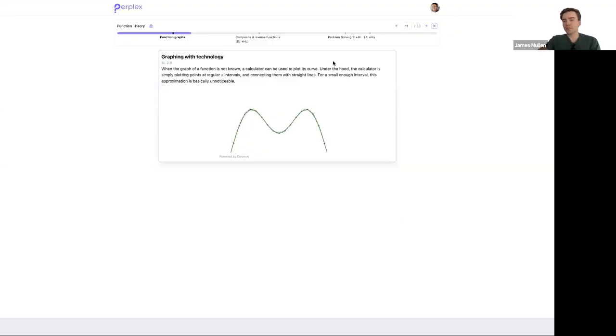So graphing with technology. Your calculator can basically graph any function. And what it's doing under the hood is it's essentially graphing individual points that are very close together and connecting them with straight lines. And that's what you're seeing on your calculator.